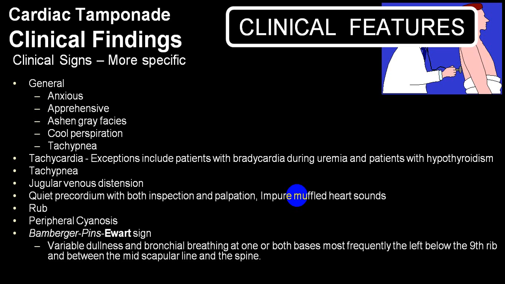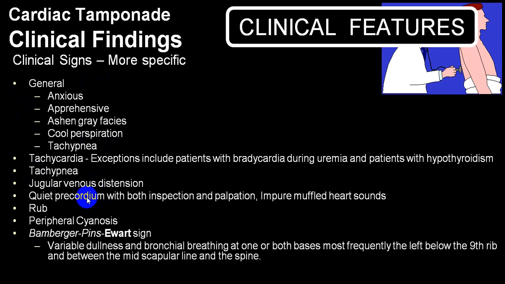Usually in a cardiac tamponade, there are some symptoms which are very peculiar. The person will be anxious, apprehensive, with ashen gray face, cold clammy extremities, tachypnea, tachycardia. Jugular venous pressure is elevated and the jugular vein is distended.